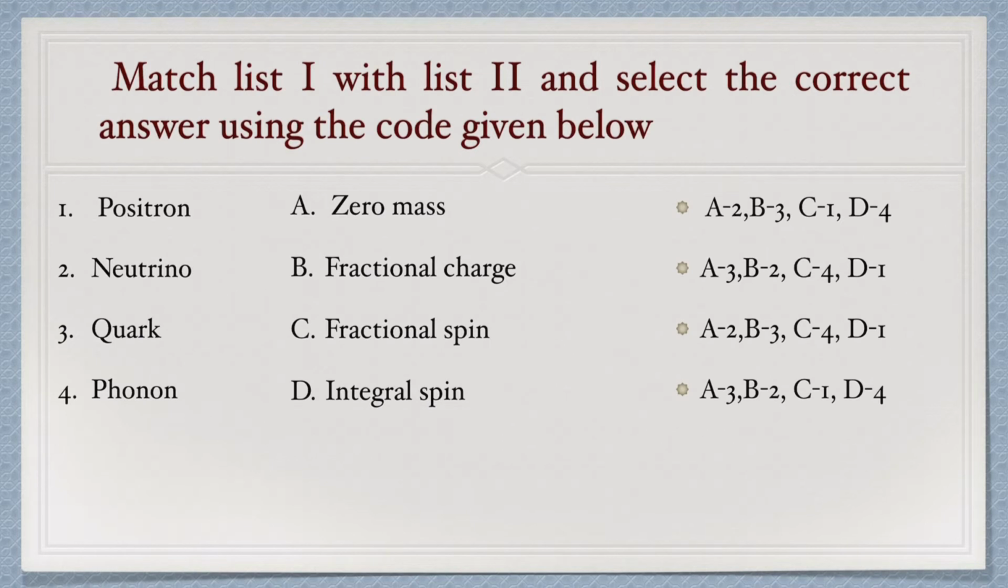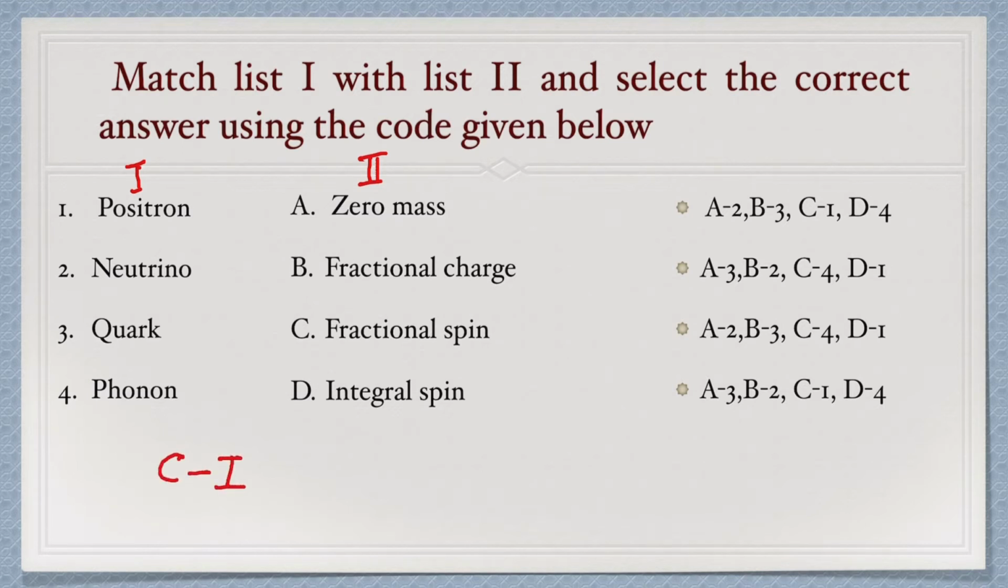Next question is: match list 1 with list 2 and select the correct answer using the code given below. So this is your first table, this is your second list or table. So first, if we take positron, positron carries one positive charge and its spin is half of the electron, which means fractional spin. So C will match with first.